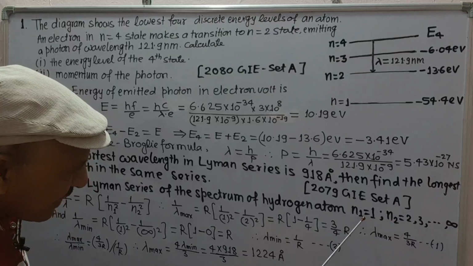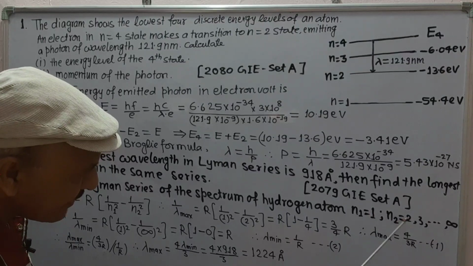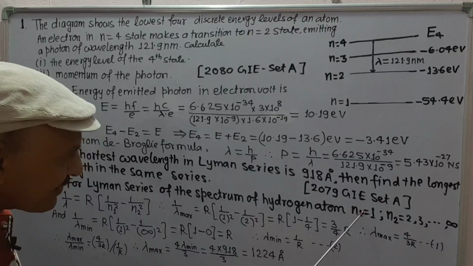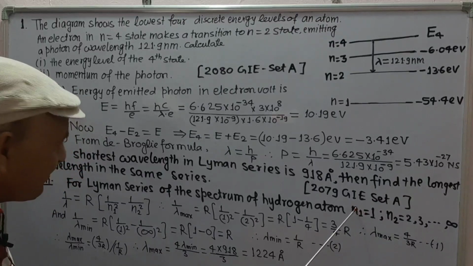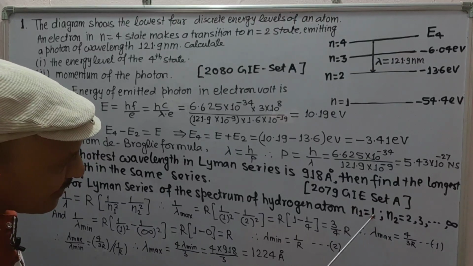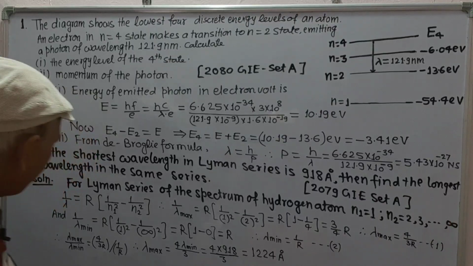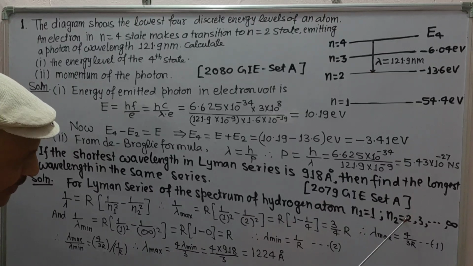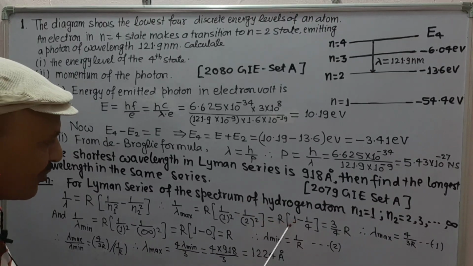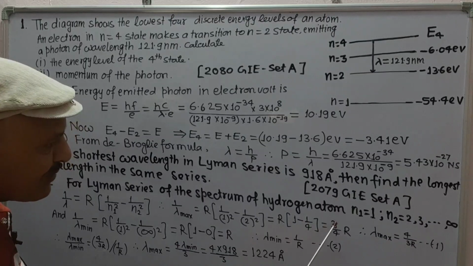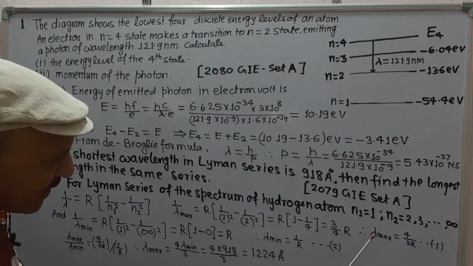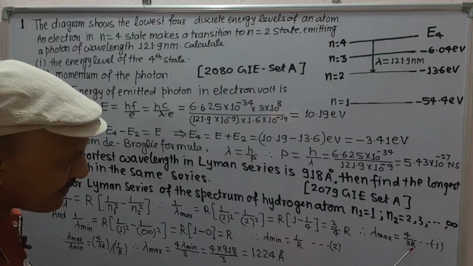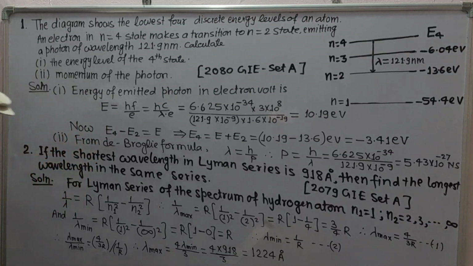So the wavelength will be maximum corresponding to n1 equal to 1 and n2 equal to 2, and wavelength will be minimum corresponding to n1 equal to 1 and n2 equal to infinity. Therefore 1 upon lambda max will be equal to R into 1 upon n1 square minus 1 upon n2 square, means 1 upon 2 square, which gives 1 upon lambda max as 3 upon 4R. Hence lambda max will be equal to 4 upon 3R. Suppose this is equation 1.